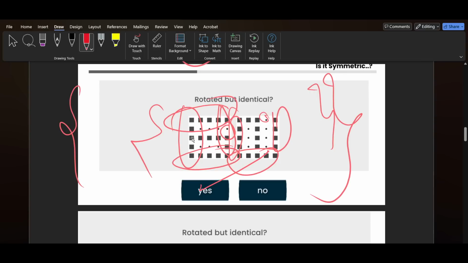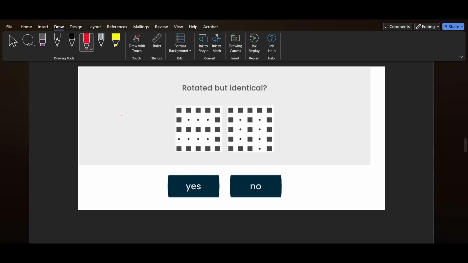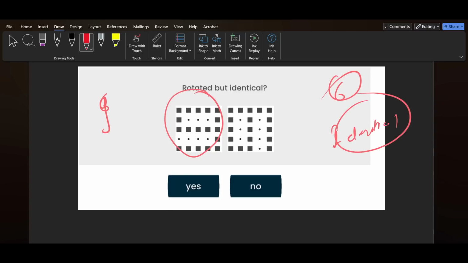Okay, so this kind of figures maybe you will get, in which if you can see here, this is, you can say, 9, and here it is rotated as 6. So this is also identical. Okay, so this kind of question you will be getting, in which you need to identify if the figures are identical or not.